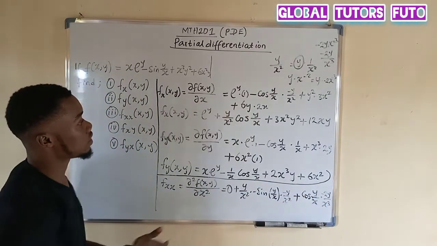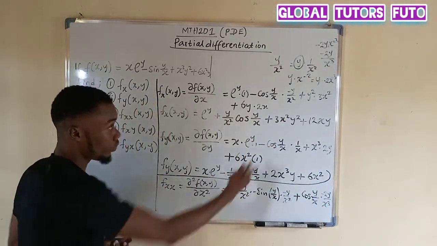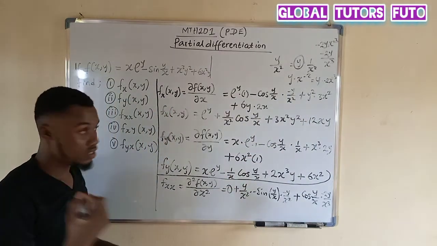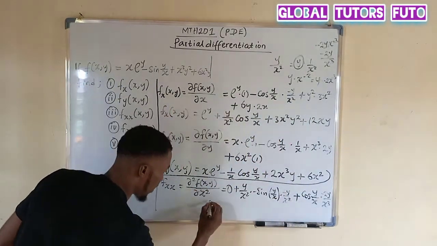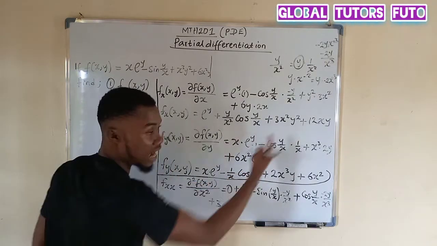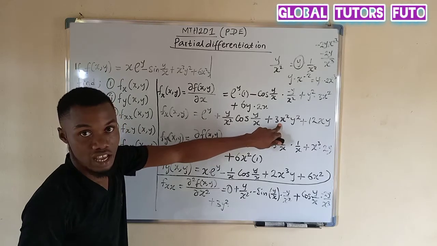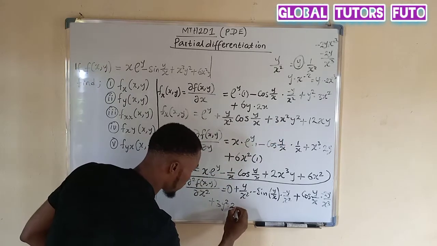Now the next thing is that I will go to this 3x squared y squared. We are differentiating partially with respect to x. So our constant here is 3. Our next constant here is y squared, dot. When we differentiate x to the second power, we'll get 2x.